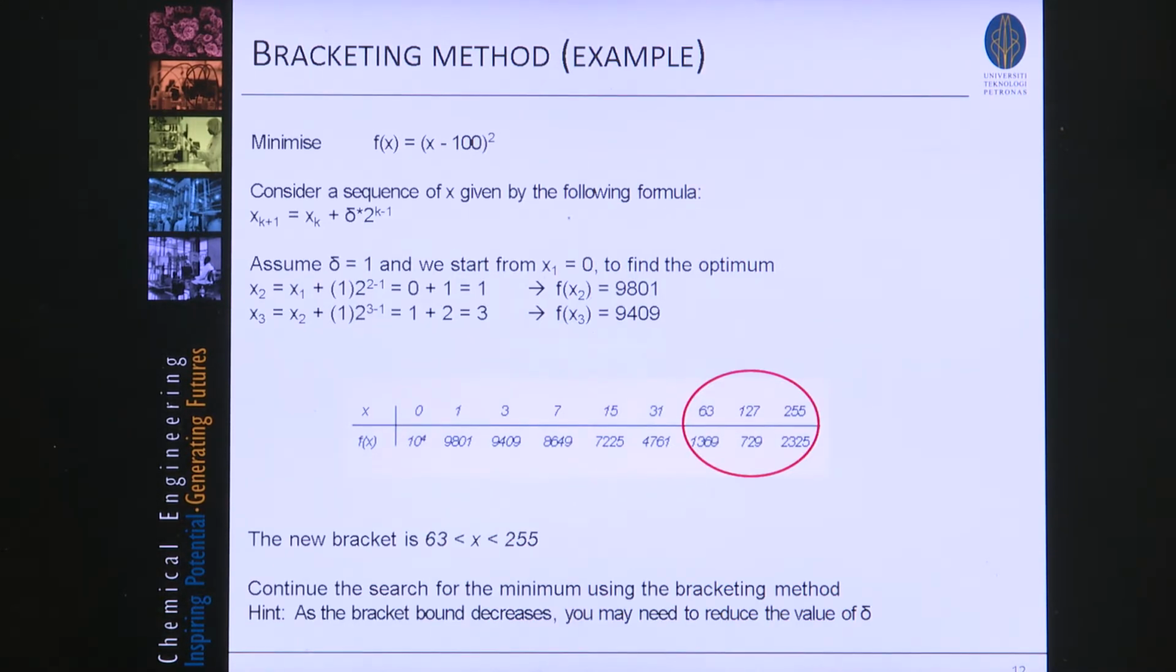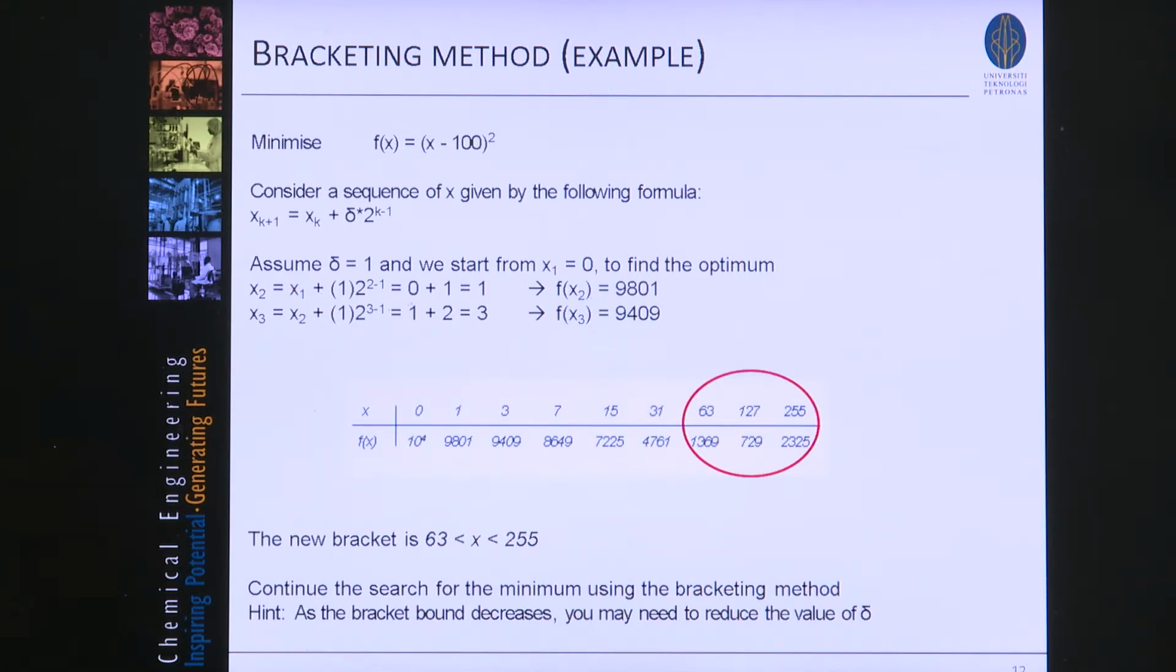So take a look at this example. f(x) equals (x minus 100) to the power of 2. This is our algorithm to find the new x: x_{k+1} equals x_k plus delta times 2^(k-1). You can make your own algorithm, it's no problem. If we use delta equals 1 and start at x1 equals 0, then 0 minus 100 squared is 10,000.